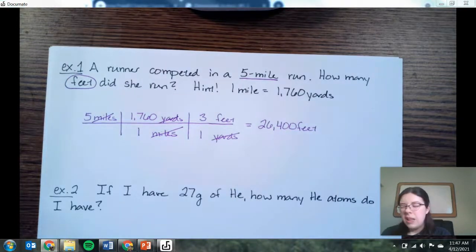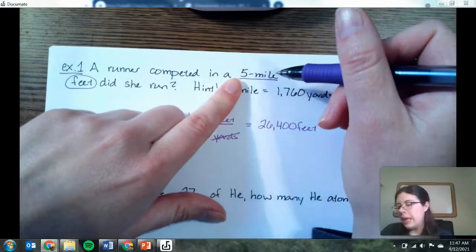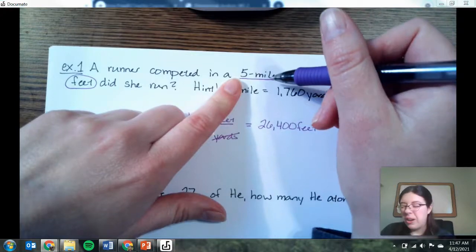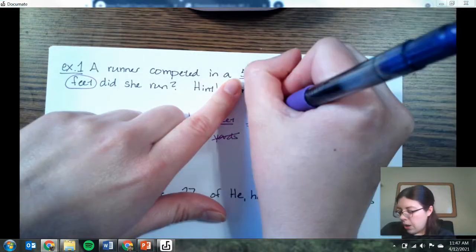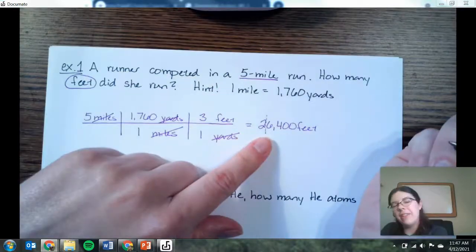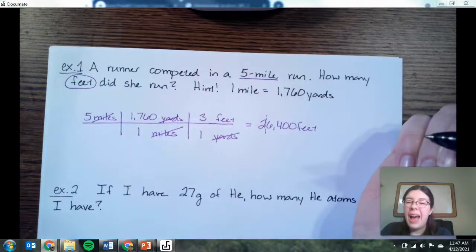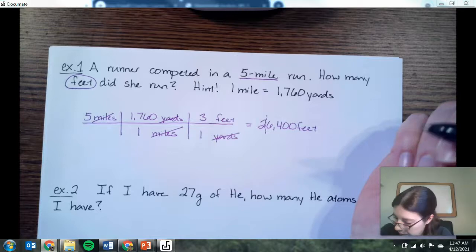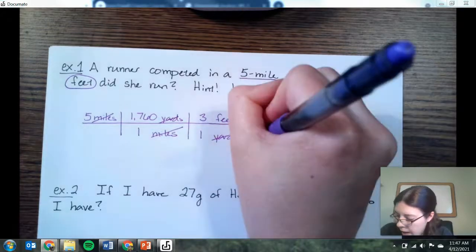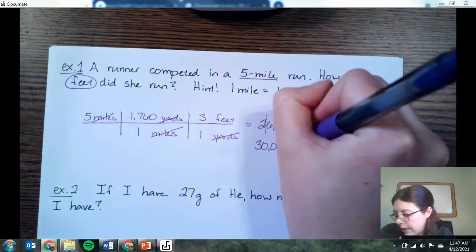Now this problem's a little bit funky because we only have 1 sig fig in our given. Usually it's at least 2, if not 3 sig figs. So this one means I'm going to do a lot of rounding. In this case, 2 is significant, so I'm going to get rid of the rest. 6 is greater than 5, so I need to round this number up. So instead of being 26,000, I'm going to say that they ran about 30,000 feet.